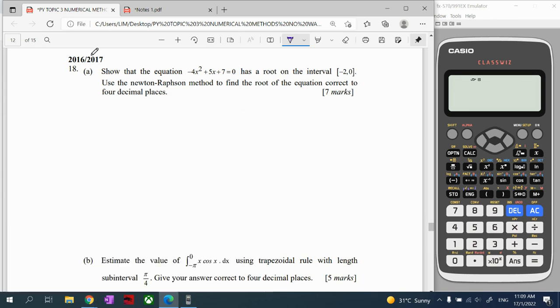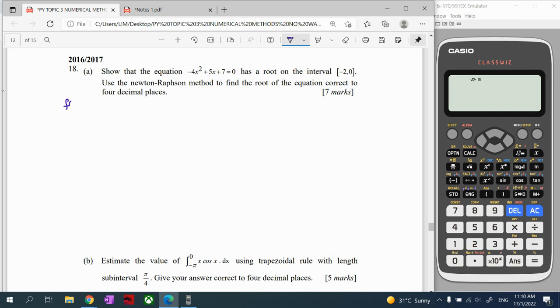Okay, so for question 18, we're going to show this equation has a root between this interval -2 and 0. Hence, use Newton-Raphson method, find the roots correct to 4 decimal places. Okay, so this is our combination of topic 3.1 and 3.2. So first we show it. Before we show our equation, we have to get to our function first.